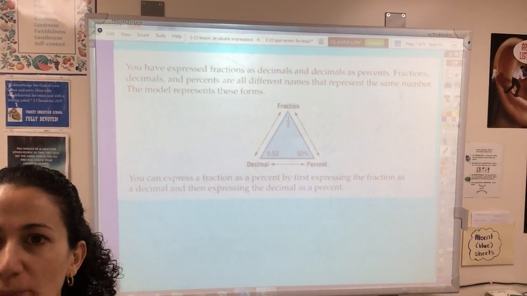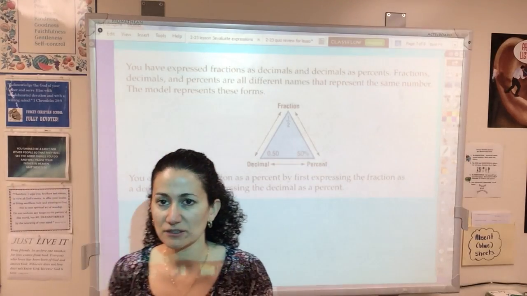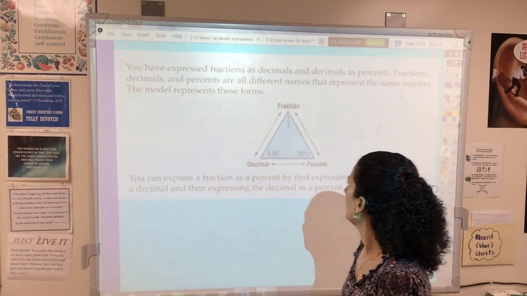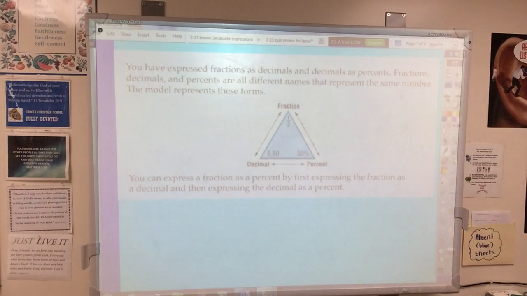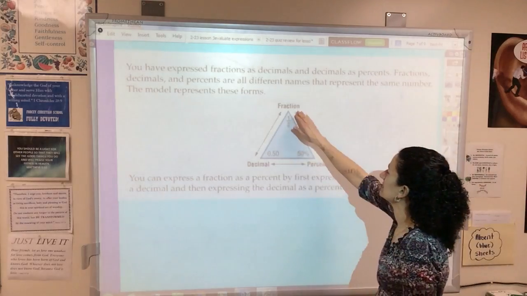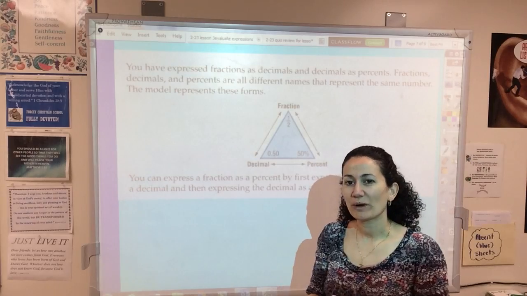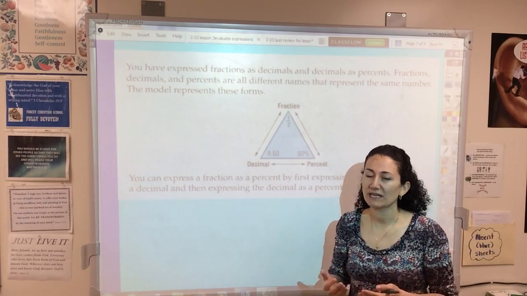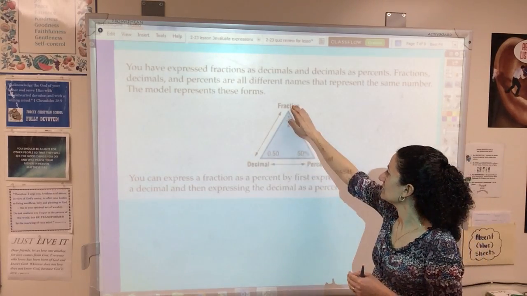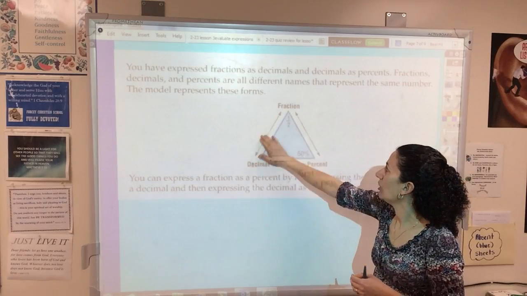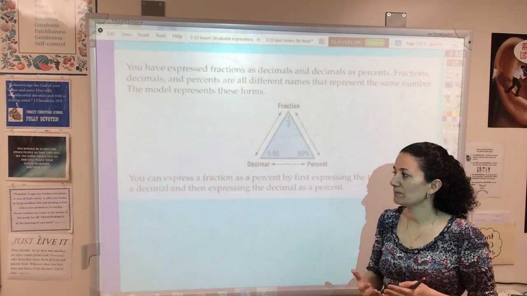So we've been talking for the past few days about fractions, decimals, and percent. I want you to see this little figure here that shows that fractions, decimals, and percent are all different names that represent the same number. This model represents these three forms. It's like talking different languages, okay? There are different ways of writing things, different ways of notating things in math. And fractions, decimals, and percent are all different forms of writing the same value or number.